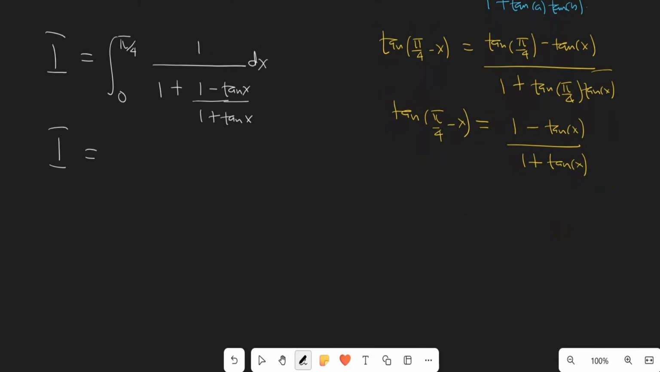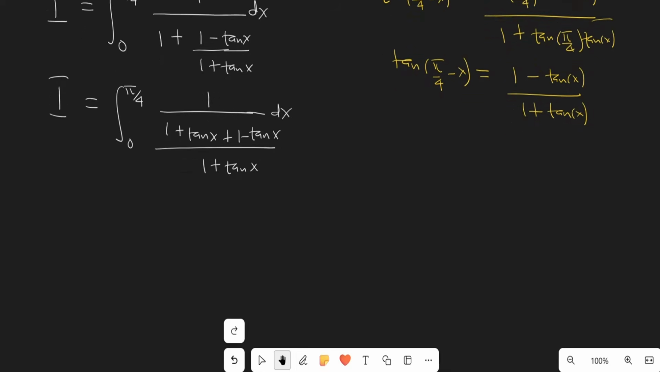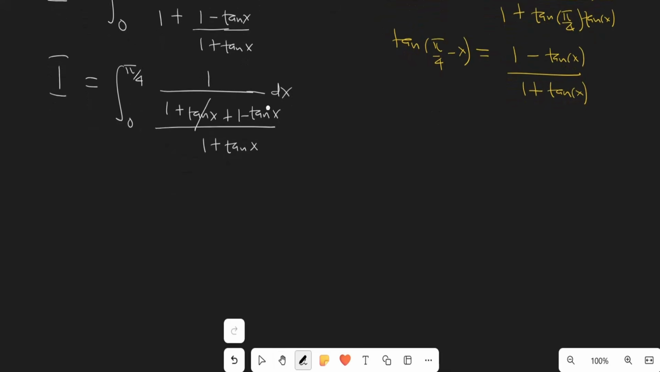Right, so I is going to be equal to the integral from 0 to pi over 4 of 1 all over, this can be written as 1 plus the tangent of x plus 1 minus the tangent of x, all this one divided by 1 plus the tangent of x. That is just multiplying in with this. Okay, so tangent of x is going to cancel tangent of x, right? And this is left with the integral from 0 to pi over 4 of 1 all over, this is now 1 plus 1, 2 all over 1 plus the tangent of x, and then dx.